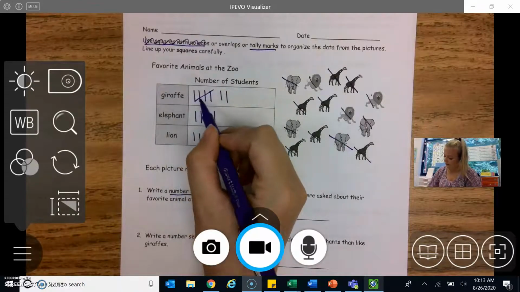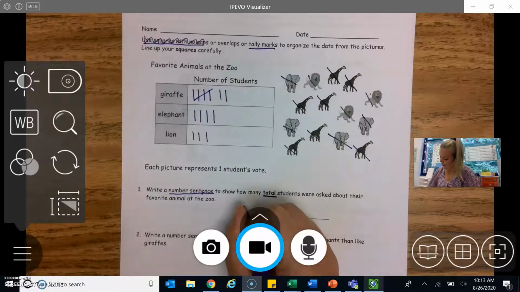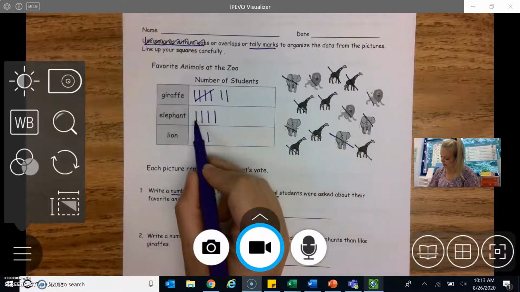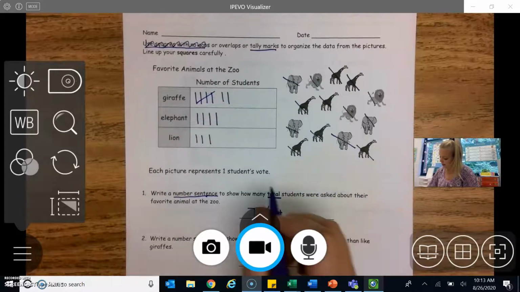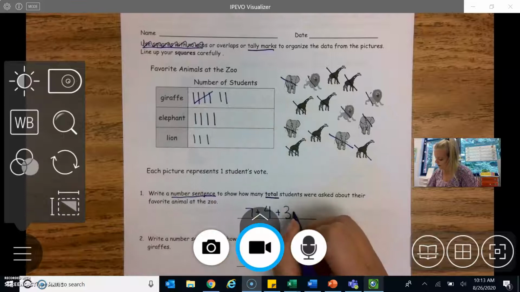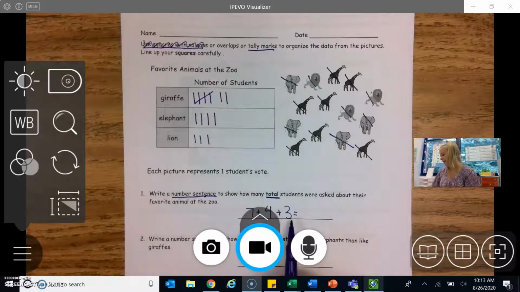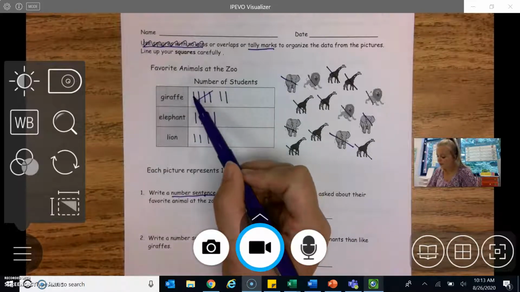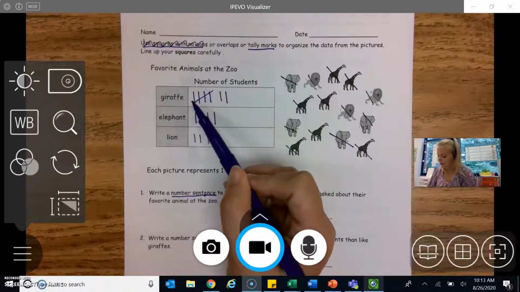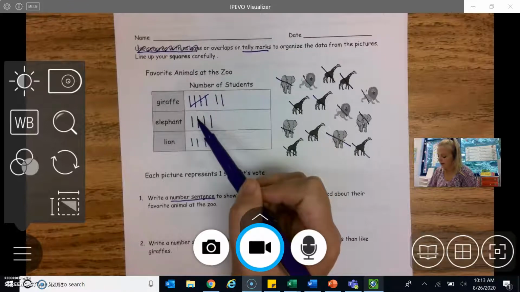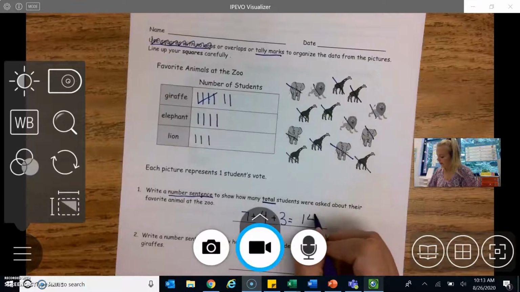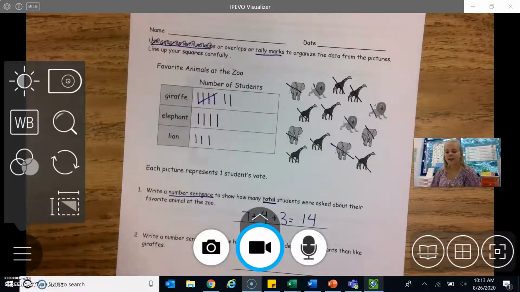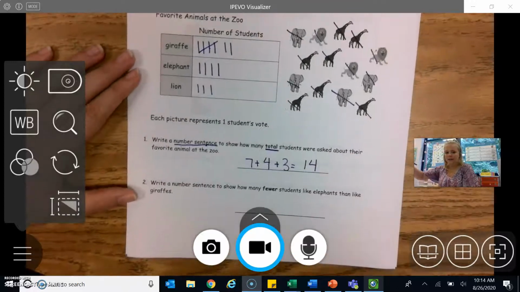So giraffes got 1, 2, 3, 4, 5, 6, 7, plus elephants 1, 2, 3, 4, plus lions 1, 2, 3. All right, to find my answer, I can add them all up, or I can count all the tallies. Let's count the tallies. 1, 2, 3, 4, 5, 6, 7, 8, 9, 10, 11, 12, 13, 14. So 14 kids voted all together. Perfect. All right, let's go down to the bottom one.